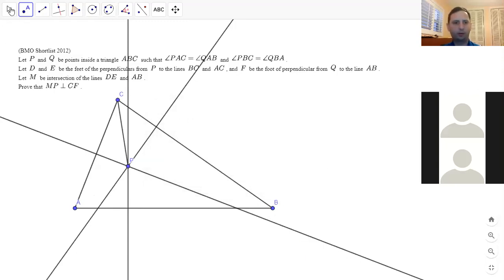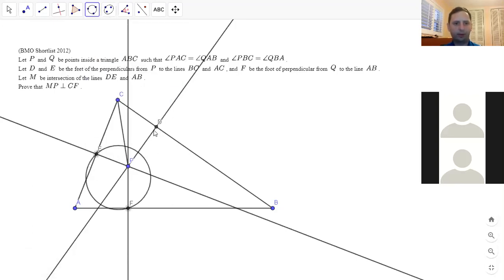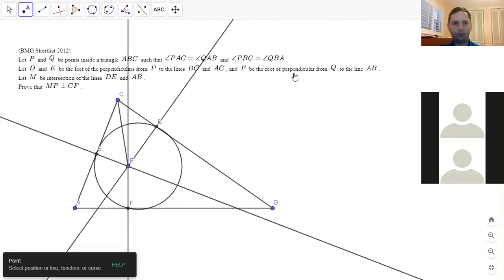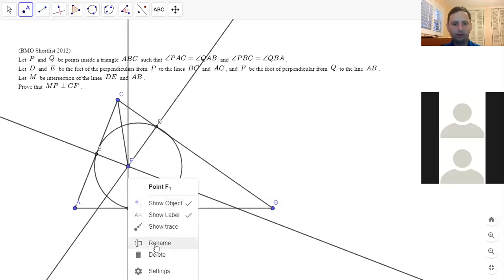So, D from P to BC, and this is E. I'm going to have to rename this later, but I'm going to draw the pedal circle. That's the circle through the three feet of the perpendiculars. And then the isogonal conjugate. So F is the foot of the perpendicular from Q to AB, so this would actually be F. And we'll call this G.